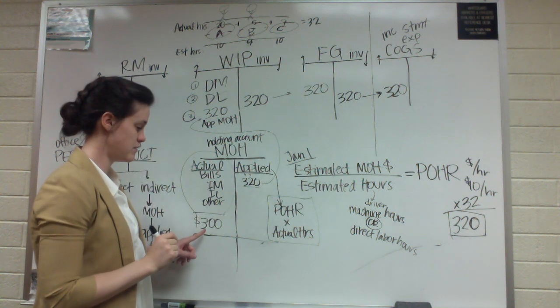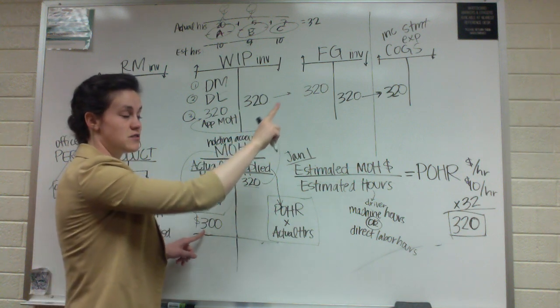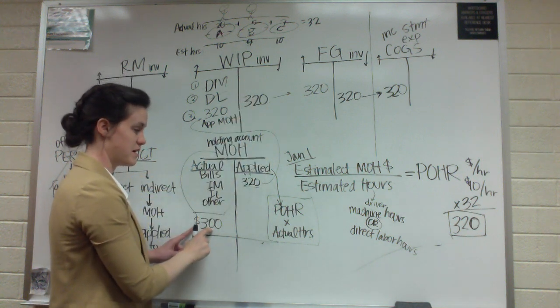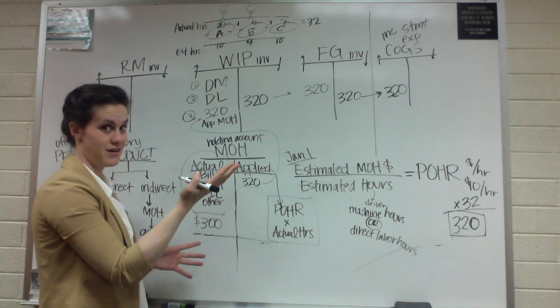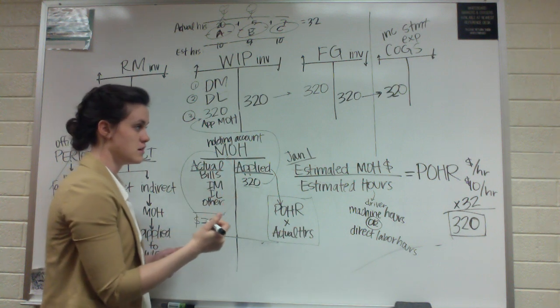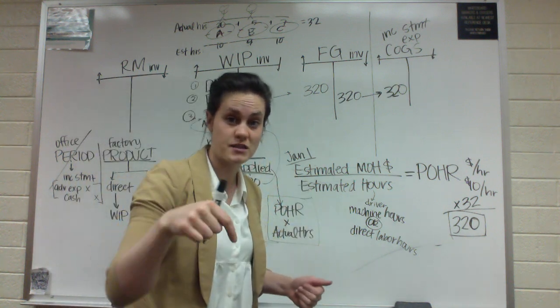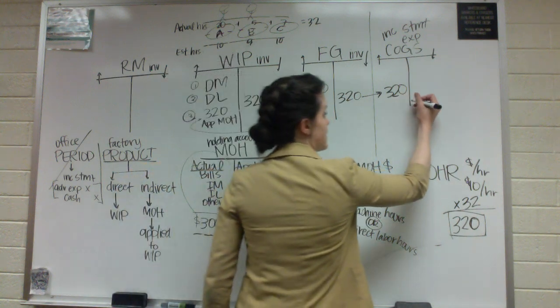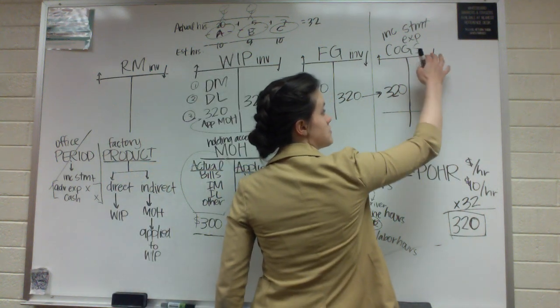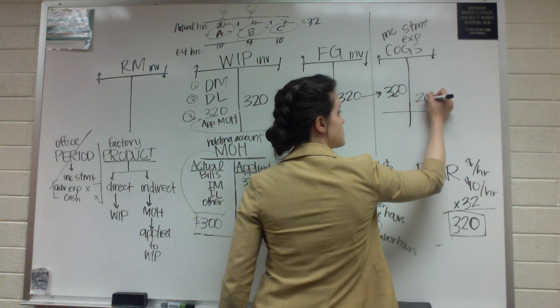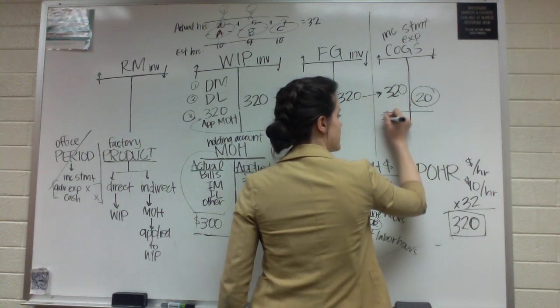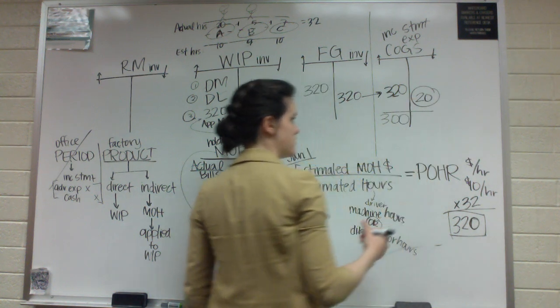Pause it and think about it if you need to. Is your cost of goods sold number too high or too low compared to our actual bills? Well, it's too high, right, by $20. So in order to reduce cost of goods sold, which is a natural debit, I need to credit it for $20, and that's going to bring our cost of goods sold down to 300, right?